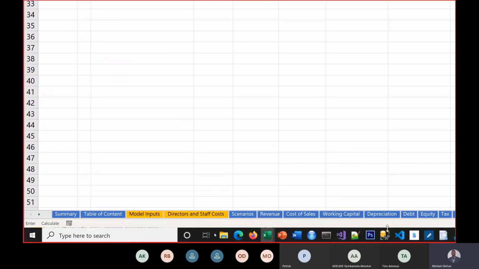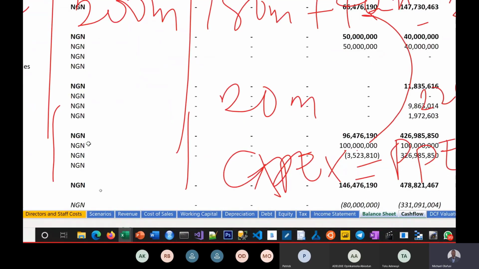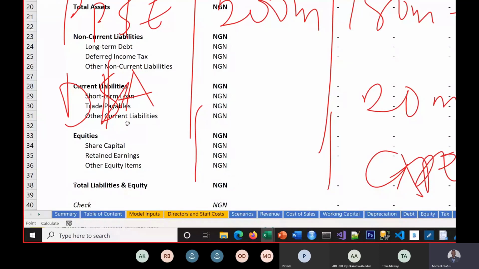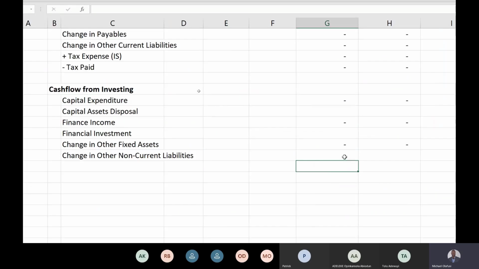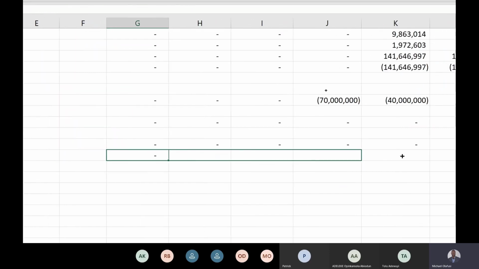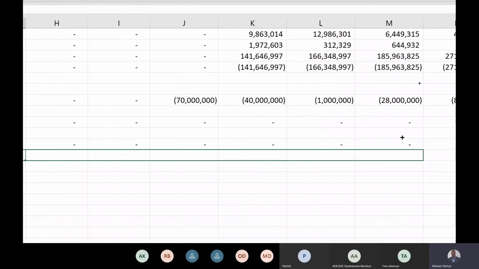If you remember when we were doing this, for liabilities the change in direction of cash is this year minus last year. So for other non-current liabilities, go to this year minus last year. Okay, let me just verify. Yeah, G minus F, and I drag that all the way to the right, and that gets it for me.